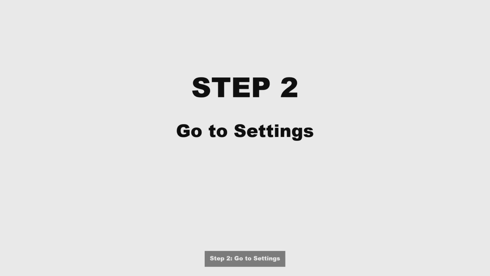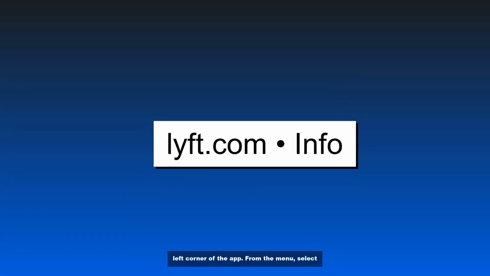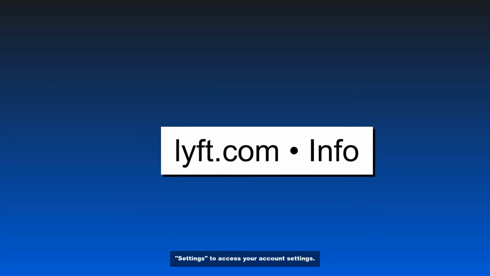Step 2. Go to Settings. Tap on your profile icon located in the top left corner of the app. From the menu, select Settings to access your account settings.